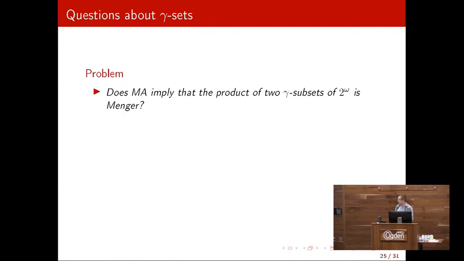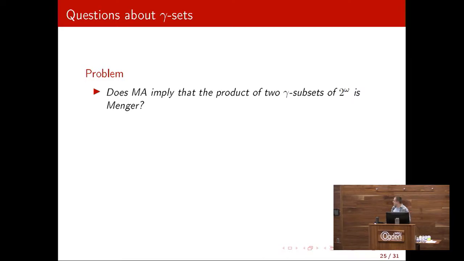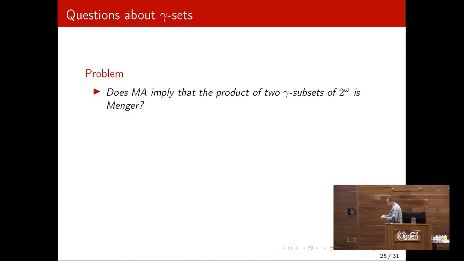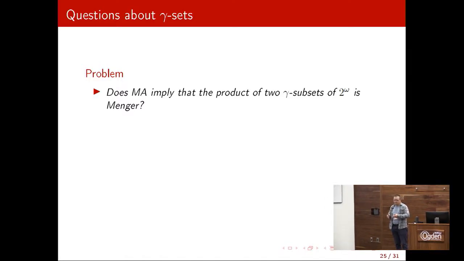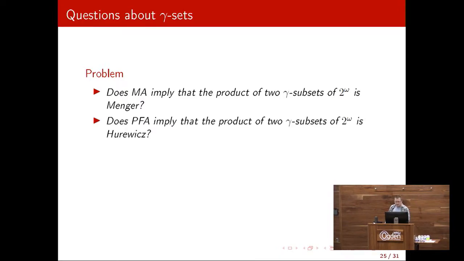Okay. And more problems about gamma sets. From that result of Barman and Dow, it's kind of natural to ask whether MA is enough to get the same result. They used PFA, and if you go into the proof, it's really the stuff that used proper forcing there. And maybe you get something stronger from PFA, because you know that the product must be Menger. Maybe you can actually get it Hurewicz.